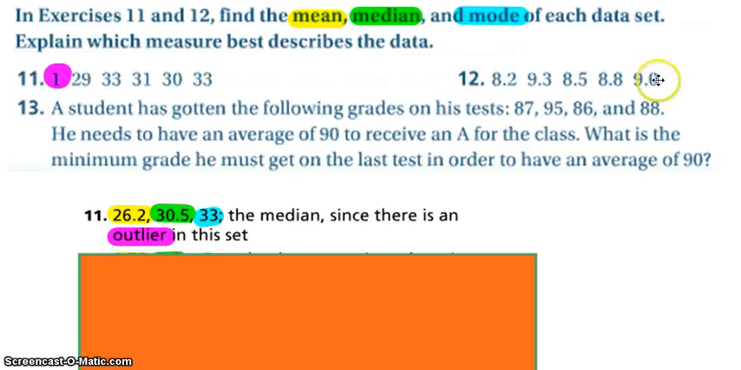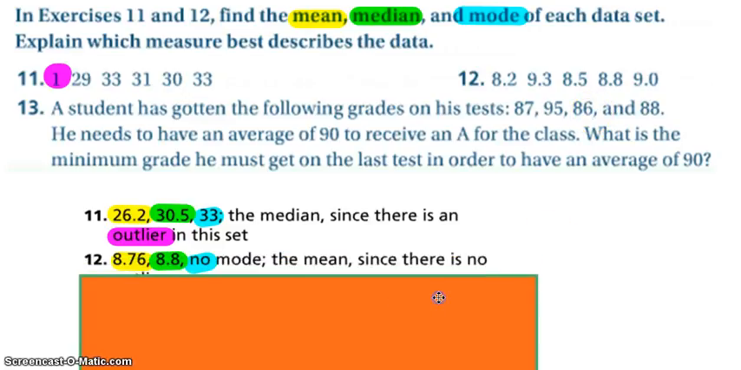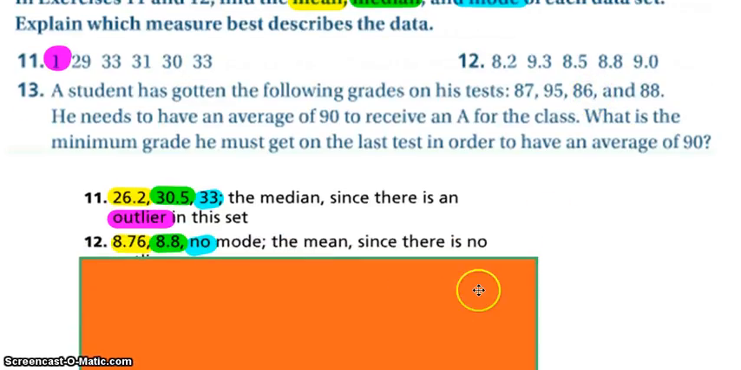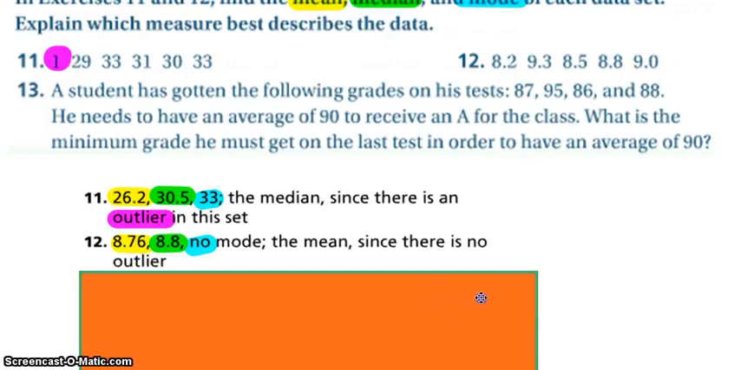So look at 12. Fortunately, there are no outliers there. So our mean, our median, and our mode there, well, we have no mode because nothing occurs most often. All the data values occur once, and therefore there is no mode. So the average is going to be our best measure because it's pretty much always better than the median, or they're about the same. But I often like to use the average.